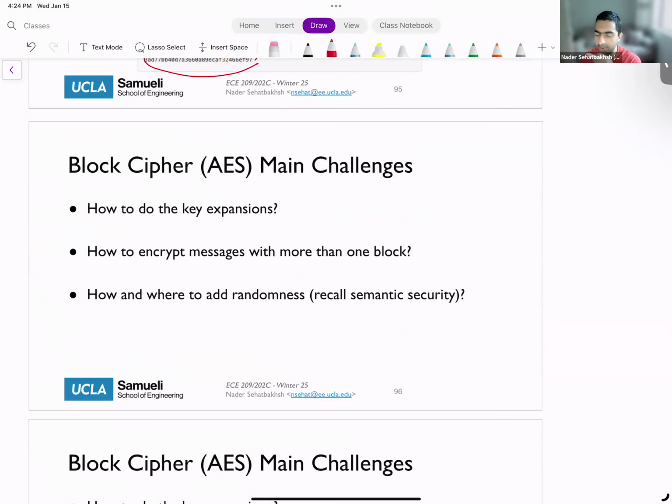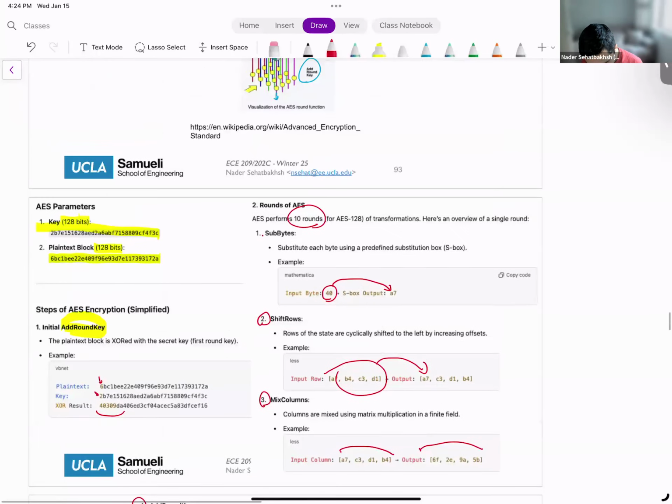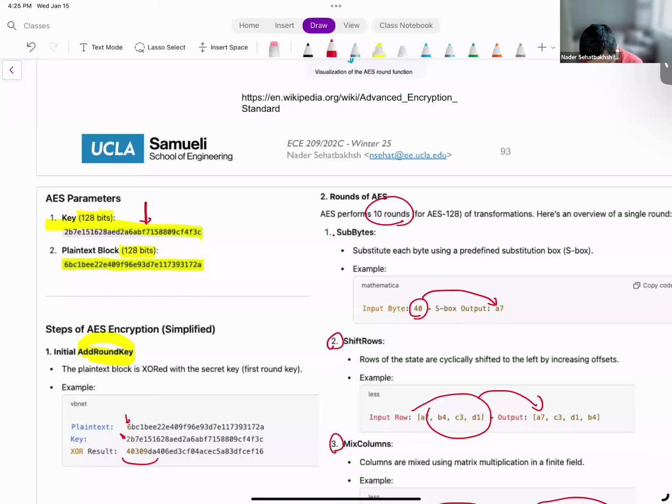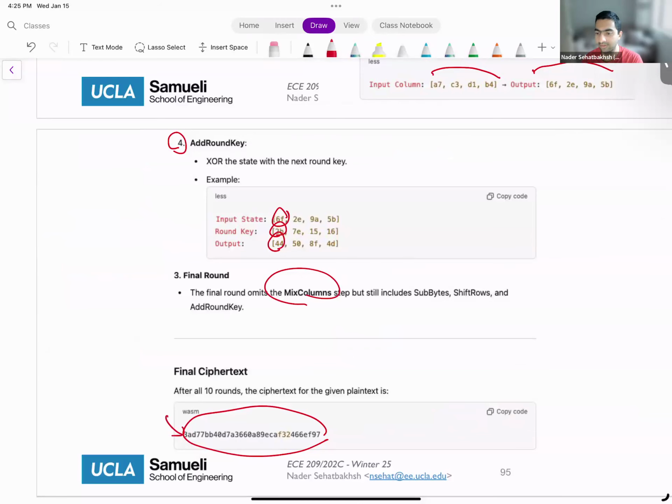Okay. So let me talk about 3 important things about AES. The first thing is how do we do the key expansion? The second question is what happens if we want to encrypt more than one message? And the third question, which is relevant to the second, is how and where do we add the randomness? Because remember, in this case, if I repeat this process using the same key and same message, I want to achieve a different ciphertext.